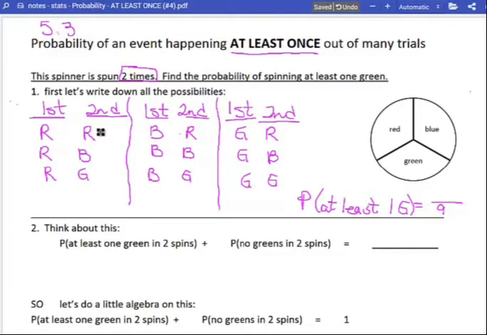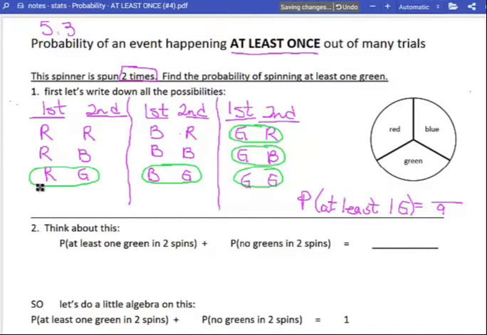Well, that first one doesn't have a green. That second one doesn't have a green, but this one does. So there's at least one green. Okay? On the next column, first one is a no, second one is a no, but this one has a green. Okay, in the third column, they all have a green. So this one has at least one green. This one has at least one green. And this one has at least one green.